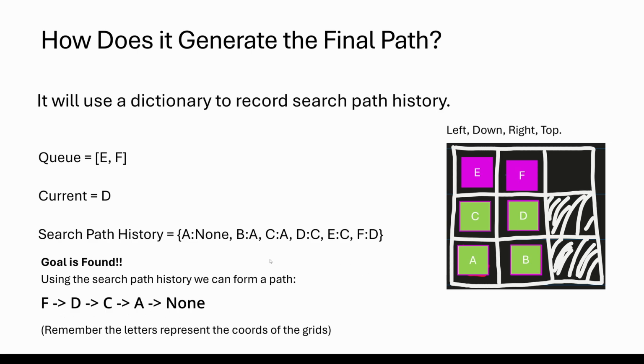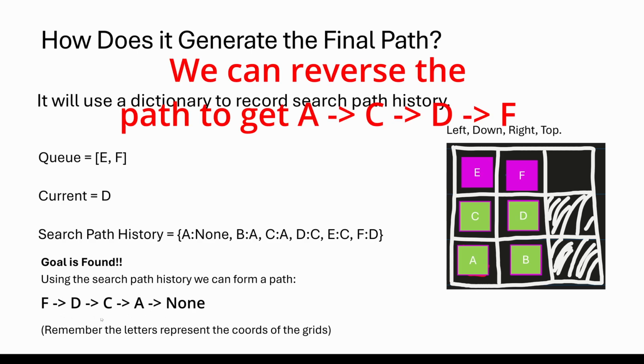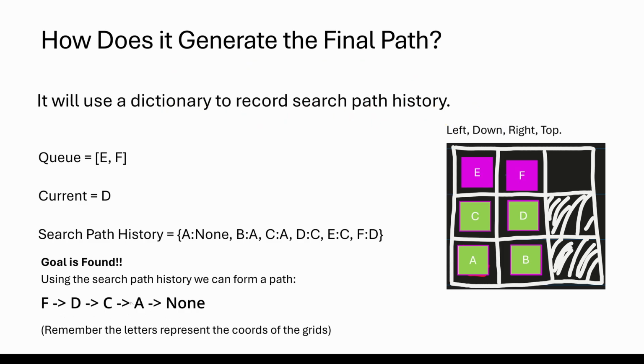So we look at the search path history, we look at the goal grid, which is F, and we'll just connect them up. So we see that D found F, so we go to D. Then we say, okay, C found D, so we go to C. And then we say A found C, so we go to A. And then A's connected to none, which is the base case. And then yeah, down here's what the final path will look like. F to D to B to A to none. And when we get to none, we could just end it there.